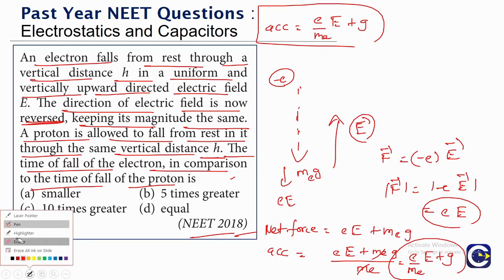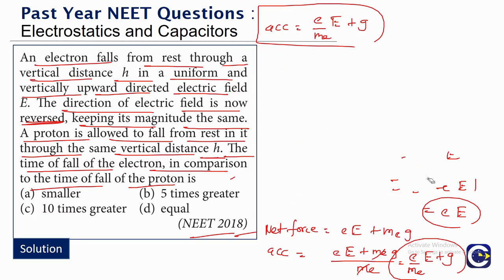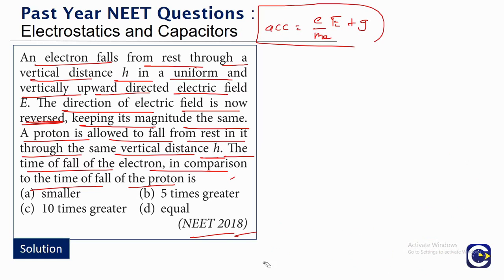Since they are falling through the same vertical distance, starting from rest means initial velocity is 0. The vertical displacement is same for both of them. For the electron also we are considering the same vertical fall of h. Proton also we are considering the same vertical fall of h. Time taken will depend upon what? Time taken will depend upon the downward acceleration. Wherever the acceleration is higher, time will be what? Less.